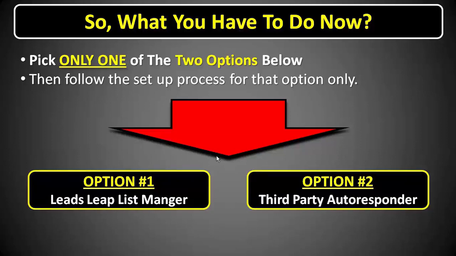Don't try to go through both of them because you will be confused and you won't set up the system properly. So decide which option is better for you. If you are not yet sure, go back and watch this video again and decide at the end which option is better for you. Then click on the right button under this video to start setting up your autoresponder using that option only. And after you set it up, you can continue to the next module.